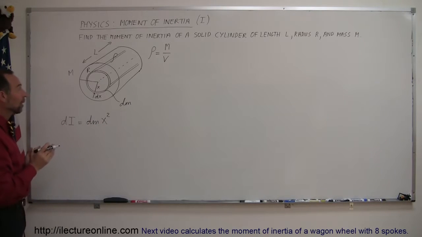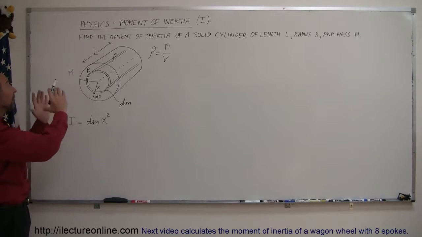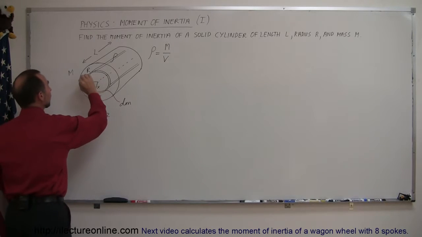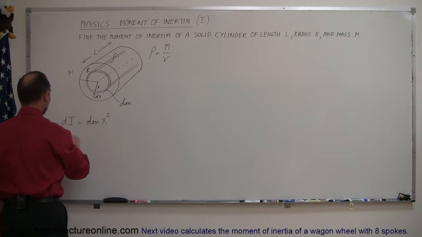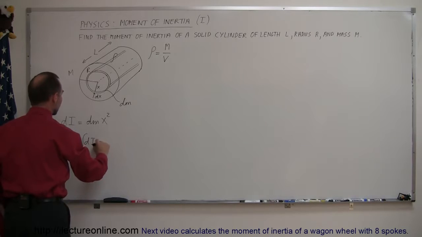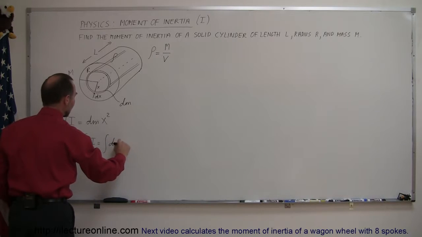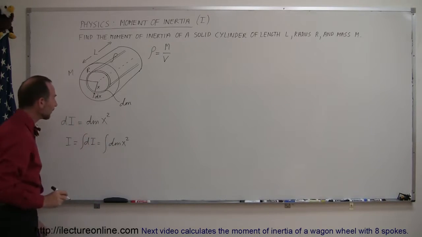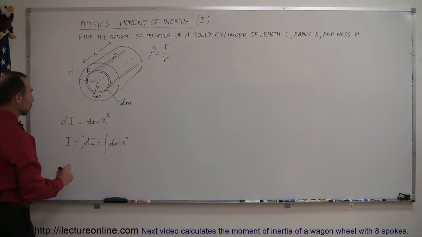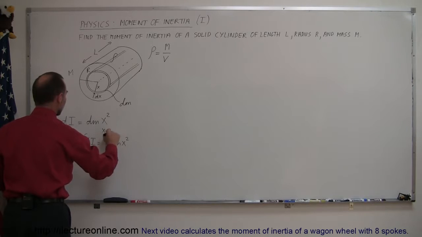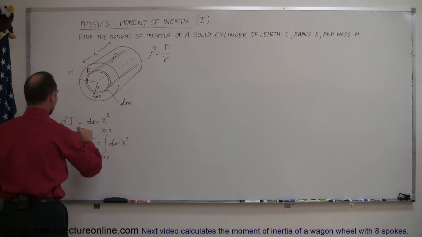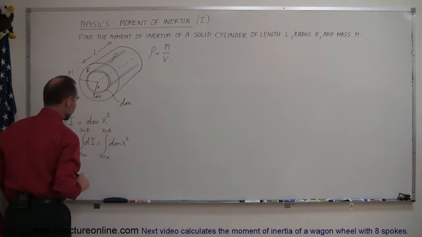Of course, if we want to find the moment of inertia of the entire cylinder, we're going to subdivide this into a whole bunch of little shells, an infinite number of them, and add them all up. So I is going to be the integral of all the dI's, which is the integral of all the dm's times x squared. The limits of integration are from x equals 0 to x equals the radius of the cylinder.